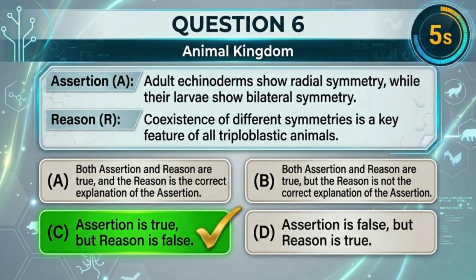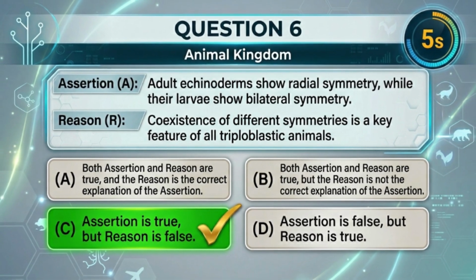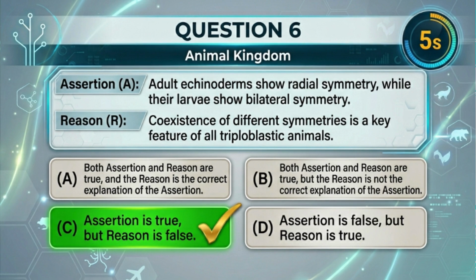Question 6. Animal kingdom. Assertion A. Adult echinoderms show radial symmetry, while their larvae show bilateral symmetry. Reason R. Coexistence of different symmetries is a key feature of all triple-blastic animals. 3, 2, 1. Echinoderms have radial adults and bilateral larvae, which is factually true, but having both symmetries is definitely not a feature of all triple-blastic animals. The reason is false, making the option C.